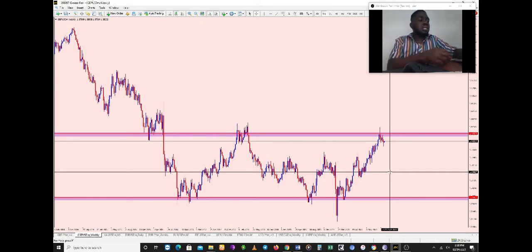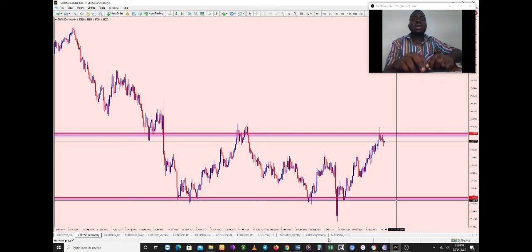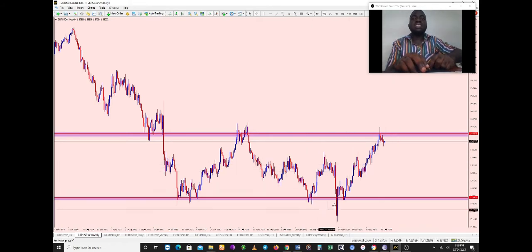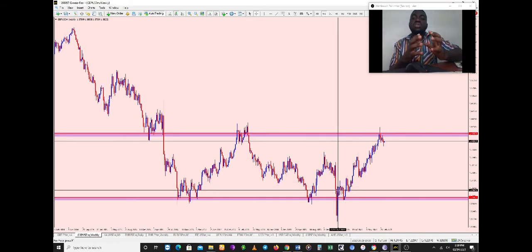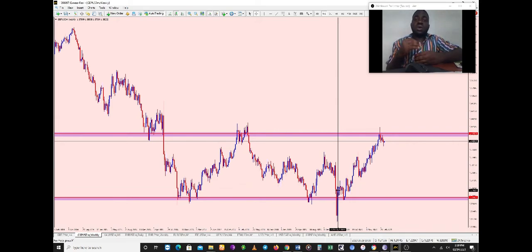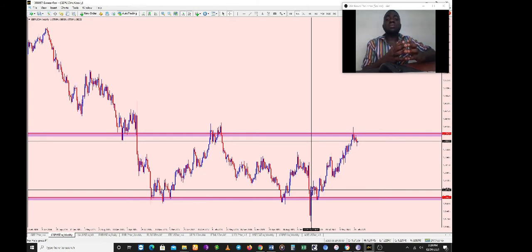That's it. All right. The second thing too is that it serves as the psychological level. It serves as institutional psychological importance. What do I mean by that? It means that it is this price level that the institutions look at to move prices or to make economic decisions in their currency.